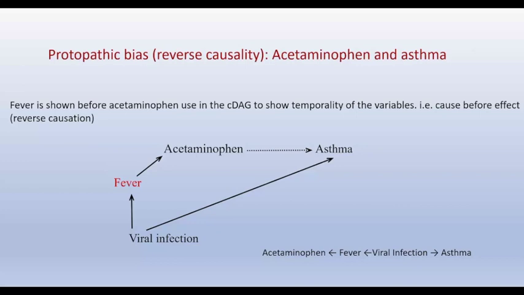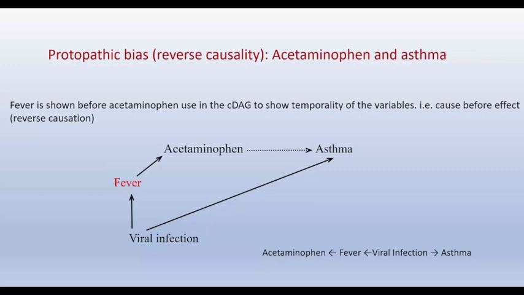Protopathic bias, also referred to as reverse causality, is another type of bias that happens in pharmacoepidemiological studies. One interesting question that came out a few years ago, where protopathic bias could have played a role, was whether acetaminophen, a very popular over-the-counter medication, can actually increase the risk of asthma. There were different studies, some suggesting that there is a risk and others that there isn't. And protopathic bias could potentially have been one reason for the studies that did show an increase in risk.